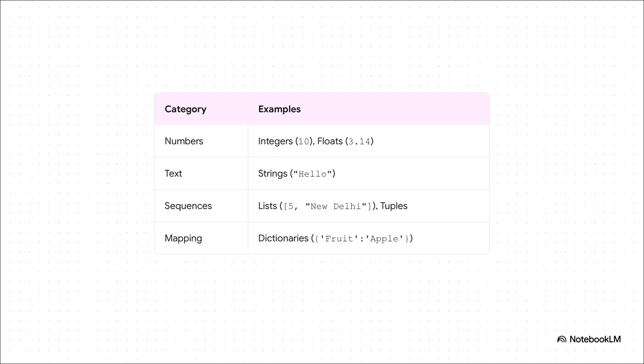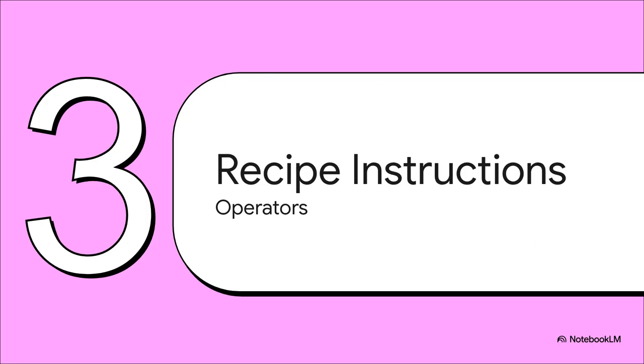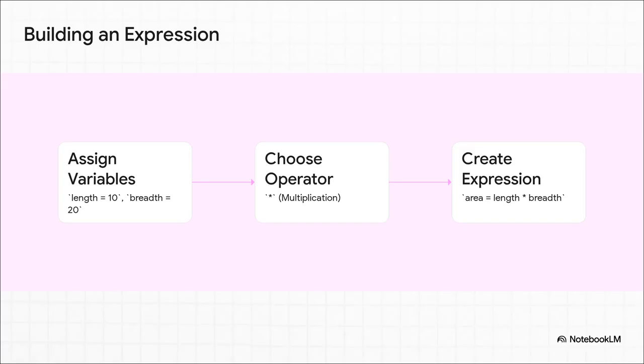It's just about knowing what kind of ingredient you're working with. Okay, we've got our language, we've got our ingredients, and they're all stored in their nicely labeled containers. Now it's time for the action, the verbs of our recipe. In programming, these are called operators, and they tell the computer what to do with our ingredients. Add them, multiply them, compare them, you get the idea. Let's see this in action.